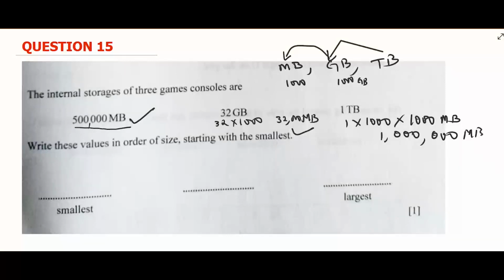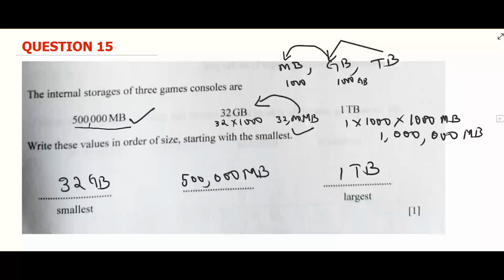So they are all in the same unit now. If you look at the smallest one there, it will be 32,000 megabytes, which is for 32 gigabytes. So the smallest one will be 32 gigabytes. Followed by the next one, it will be 500,000 megabytes, and the largest will be 1 million megabytes, which is for 1 terabyte. So that is how to arrange that.